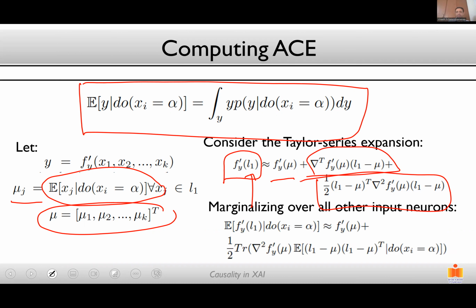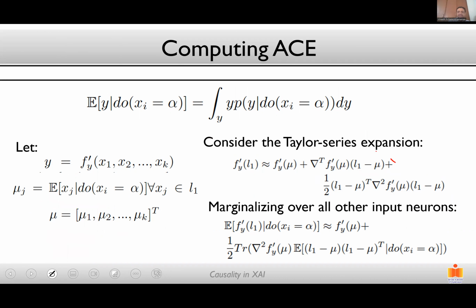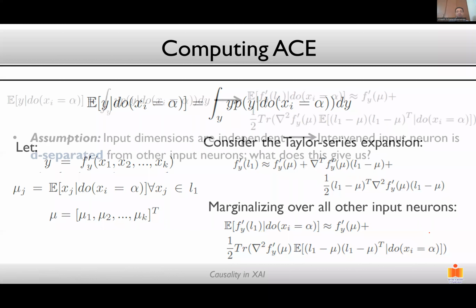Okay. Now we notice here that if you marginalize over all of your other input neurons and intervene on xi to be alpha, the first thing you'll notice is that this term would go to 0, because when you take the expectation of it, L1 minus mu will become mu minus mu, which is 0. You'll actually be left with the first term and the last term, assuming that you intervene and set your xi to be alpha. That's what you'll be left with.